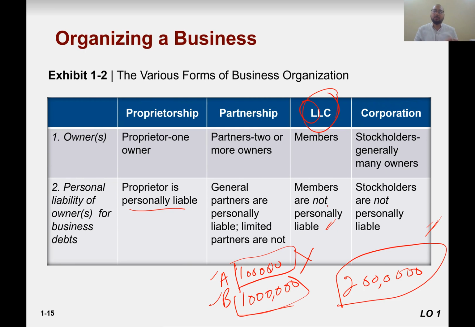You purchase a share at $25. So how much loss can you afford? Only $25 will be gone. That's it for one share, right? This is the meaning of liability, personal liability.